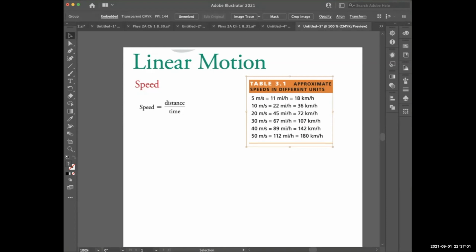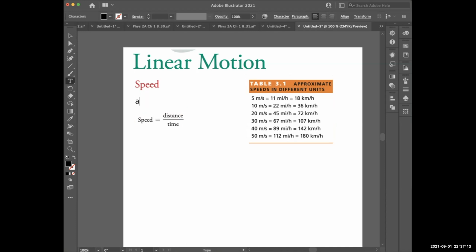And here I'm not really worrying about direction for speed. Now, this is the average speed. It's not what the reading is at any given instant. But if you're looking at a speedometer, that would be the instantaneous speed.